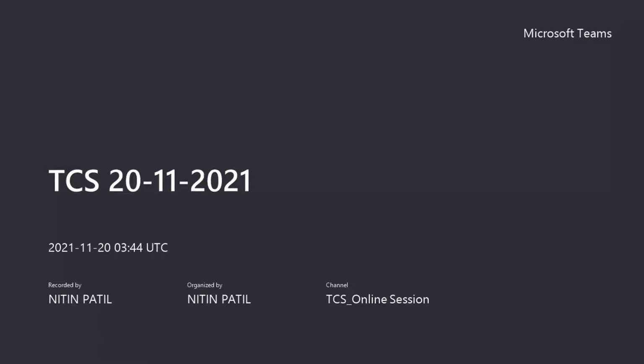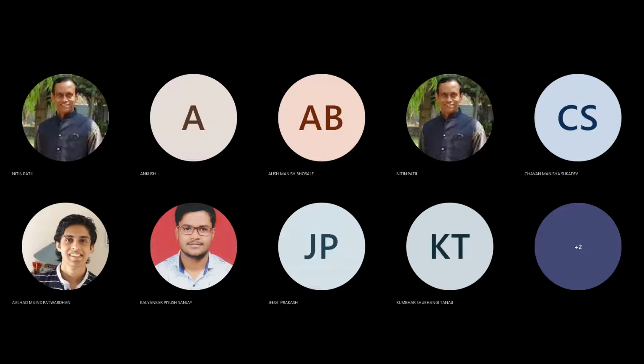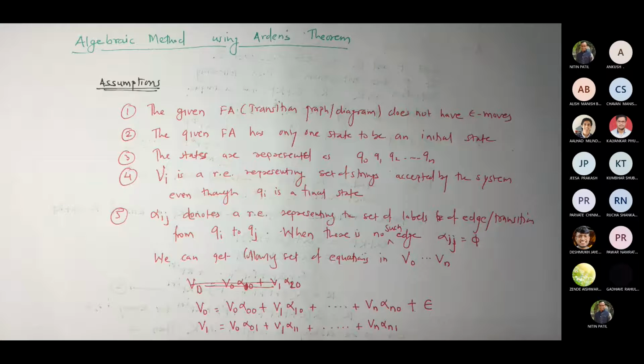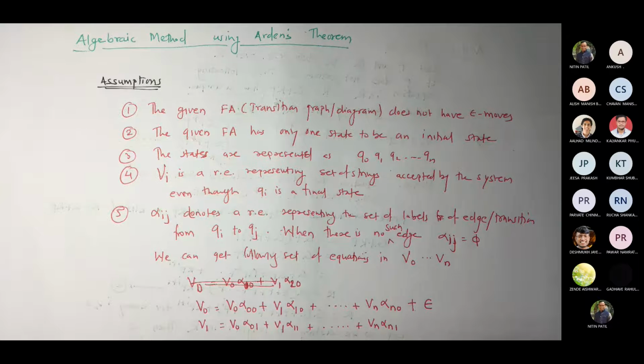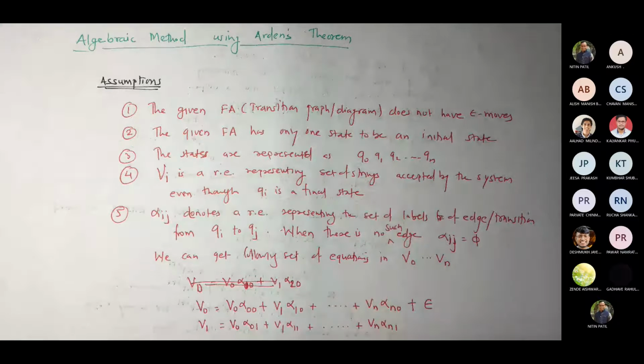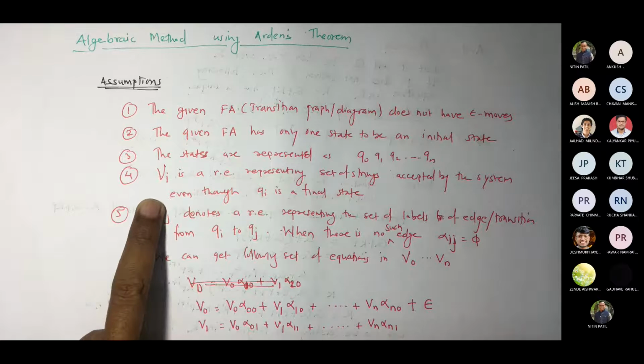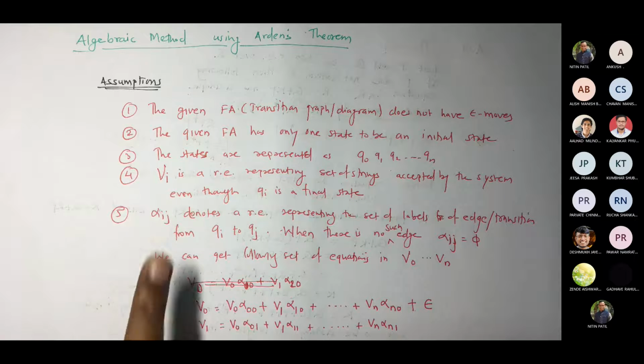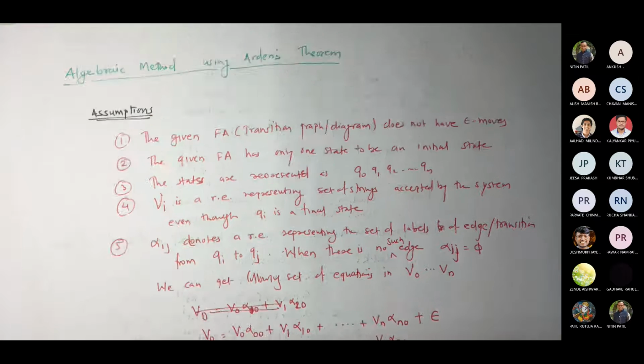Work out this algebraic method for Arden's theorem. The transition diagram given to you should not contain any epsilon moves, and there should be only one initial state. We assume there is a state representation like Q0, Q1 and so on. Similarly, we assume there is a regular expression Vi for state Qi. So we will take one example and then work it out.